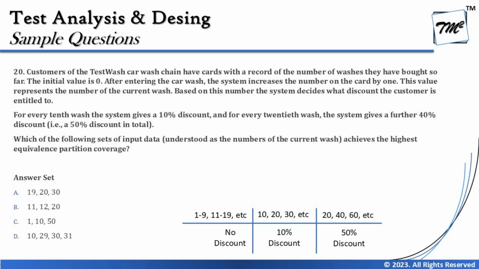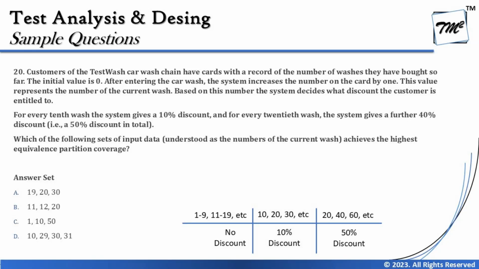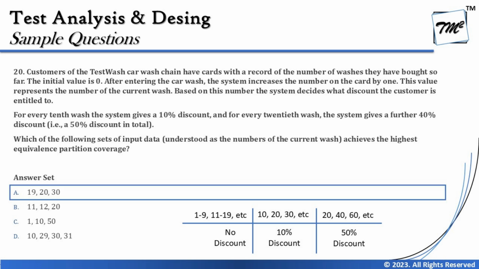So in that way, if you need a little more explanation, just rewind the video and watch it again, and you would get complete clarity, right? So that's all from this particular question. I think we can just go ahead and conclude quickly. The right answer for this particular question is A, that is 19, 20, and 30 are the set of values which will have the highest equivalence partition coverage, being 19 from the first range, 20 from the third range, and 30 from the second range. Okay, so let's go with the next question here.